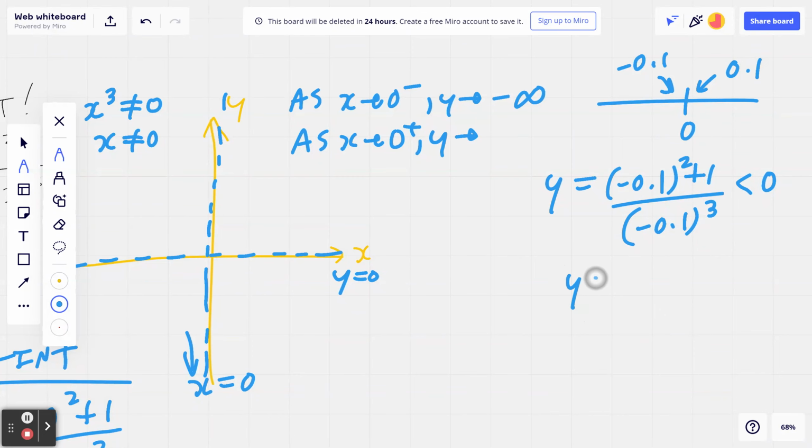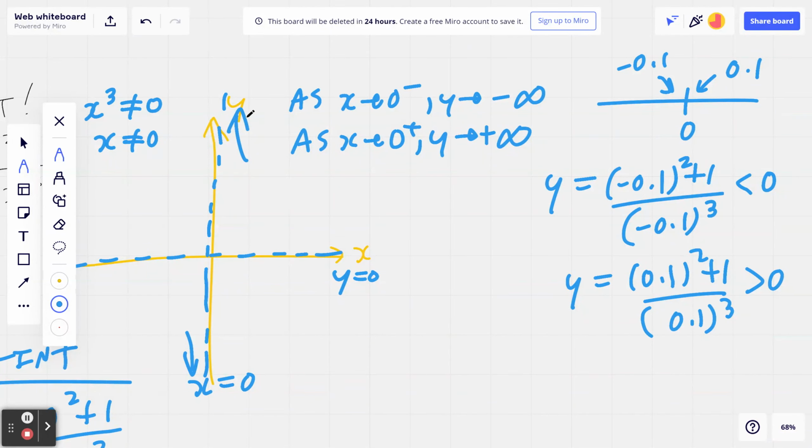Now, on the other hand, if you think about a number to the right of 0, for example, 0.1, again, you can grab either a calculator or you can do mental math, and you discover this is going to be a positive number, which means y is approaching infinity, or positive infinity, and the arrow goes like that.